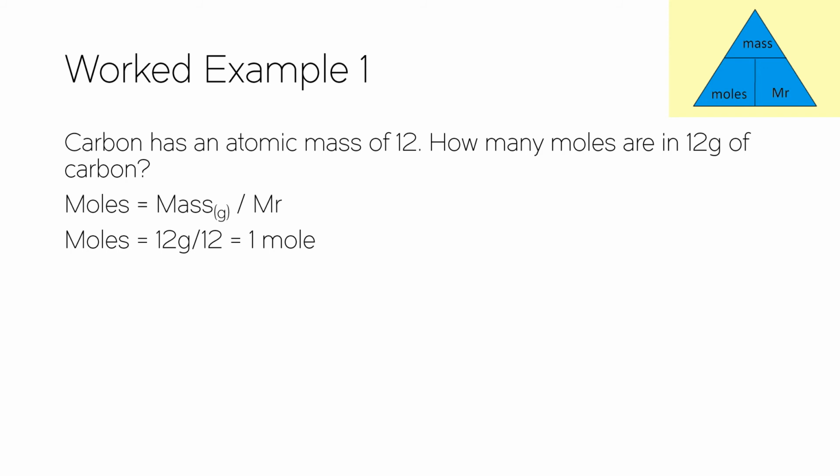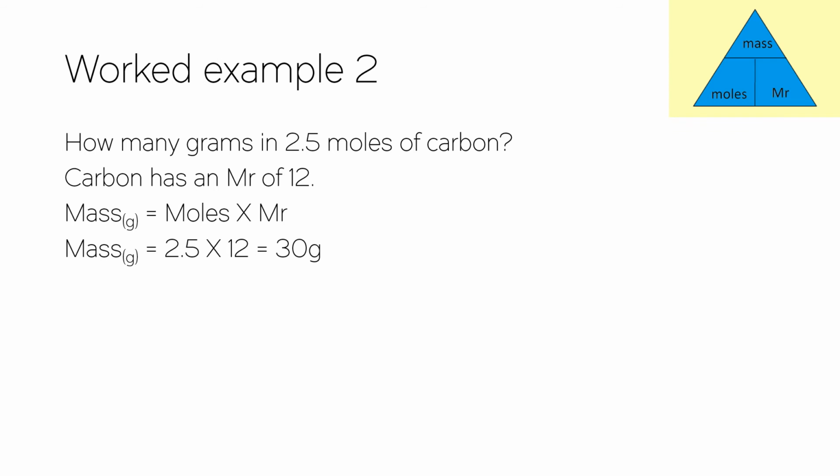Fairly straightforward. Worked example number 2. How many grams are in 2.5 moles of carbon? Now again, we know carbon has an MR of 12, and we can use our formula triangle again. The question is asking us about how many grams are in something. So this time cover mass up, and we can see we're left with moles next to MR, which means we multiply the number of moles by the molecular weight. Therefore, we have 2.5 moles, and the molecular weight is 12. Multiply them together, and we get 30 grams.